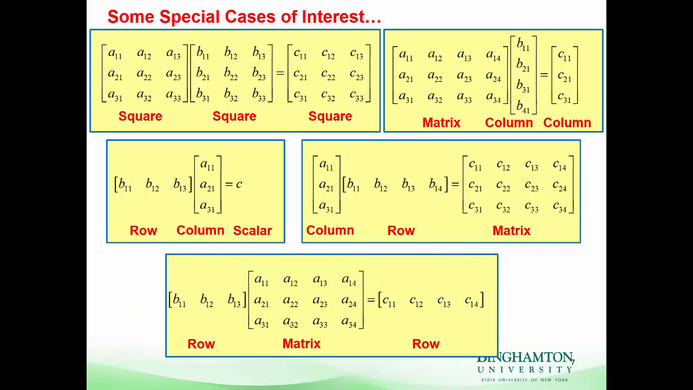There we go. If we do a row times a matrix, we can see how that ends up giving us a row. And what we need here is the same number of elements in the row as the number of elements in a column of the matrix. And then the resulting number of elements is the number of columns in the matrix.